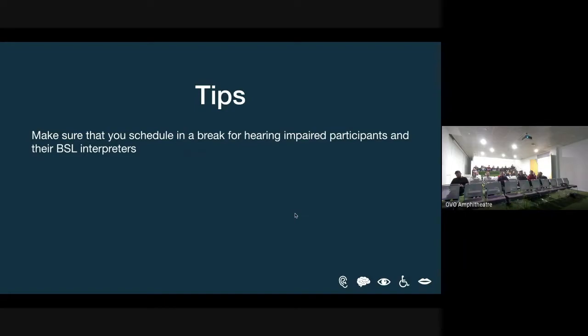Make sure you schedule a break in the middle of sessions, and this applies to people who have brought carers as well, but specifically I've experienced it with people who are hearing impaired, and the action of signing is quite tiring. So the interpreter and the participant could do with a break in the middle. So I always add 15 minutes in the middle. Don't always need it, but just add it in.